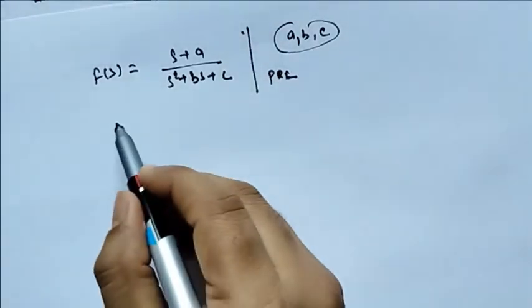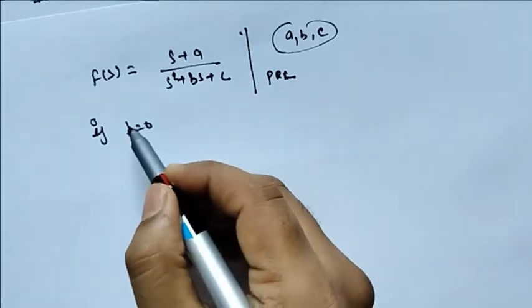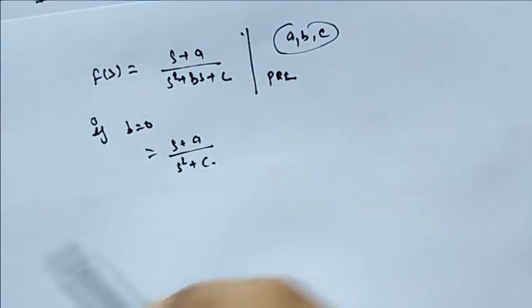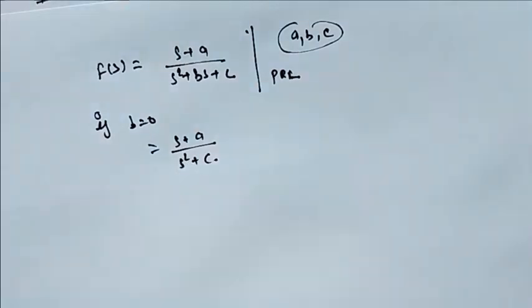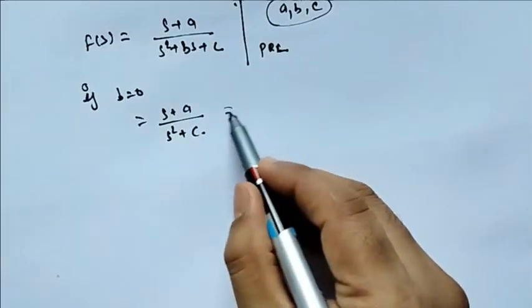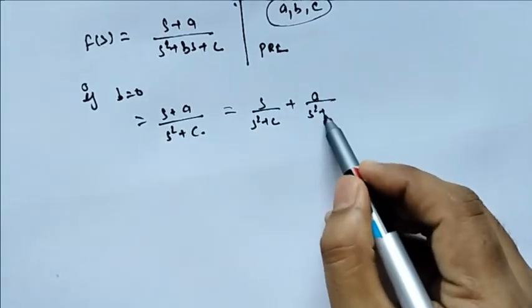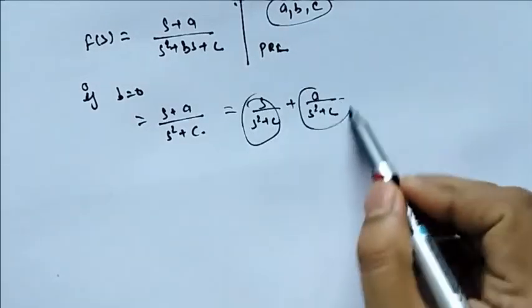Now if b is 0, then what will be our function? s plus a over s square plus c. Then we are going to break this into two parts: s by s square plus c plus a by s square plus c. Now we are going to check for this and this.